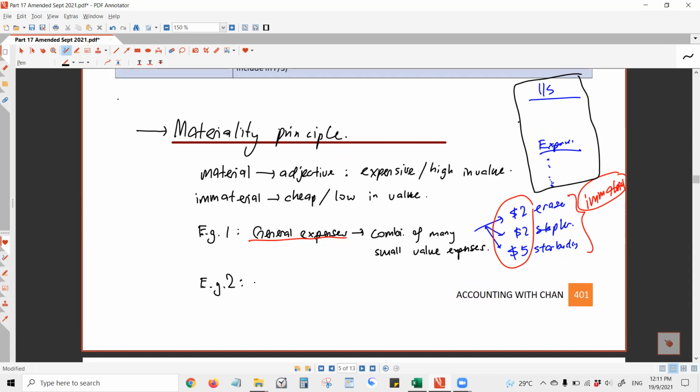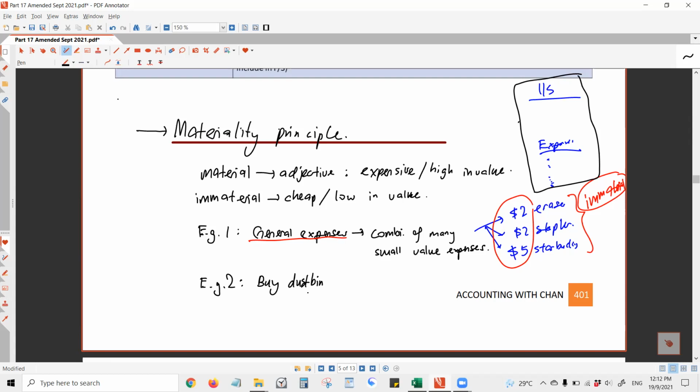For example, you buy a dustbin. Why do you buy a dustbin? All businesses need dustbins, right? Can you name any business that doesn't need a dustbin? I don't think so. Every business will produce rubbish, right? For example, restaurants, you need a dustbin.